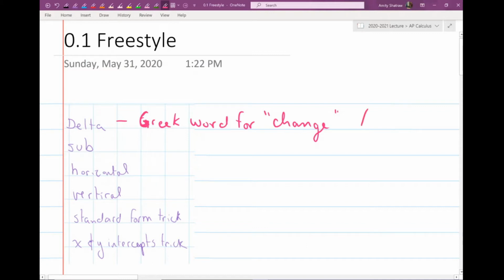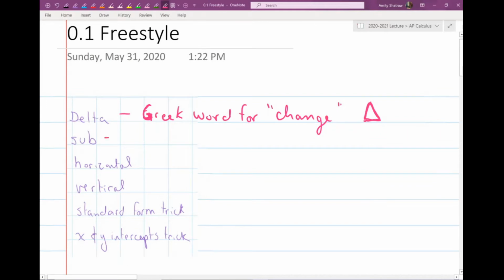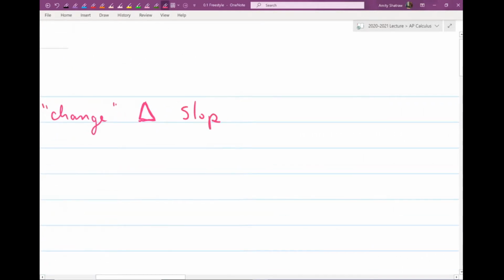I will use the symbol from time to time, especially in the slope formula. And there it is. Now, I also like to mention a little bit more vocabulary. Sub is Latin, not Greek, Latin for under. And so when I say something is sub, it means it is under. Now that I've mentioned the slope formula, hopefully you'll remember the letter we tend to use is m.